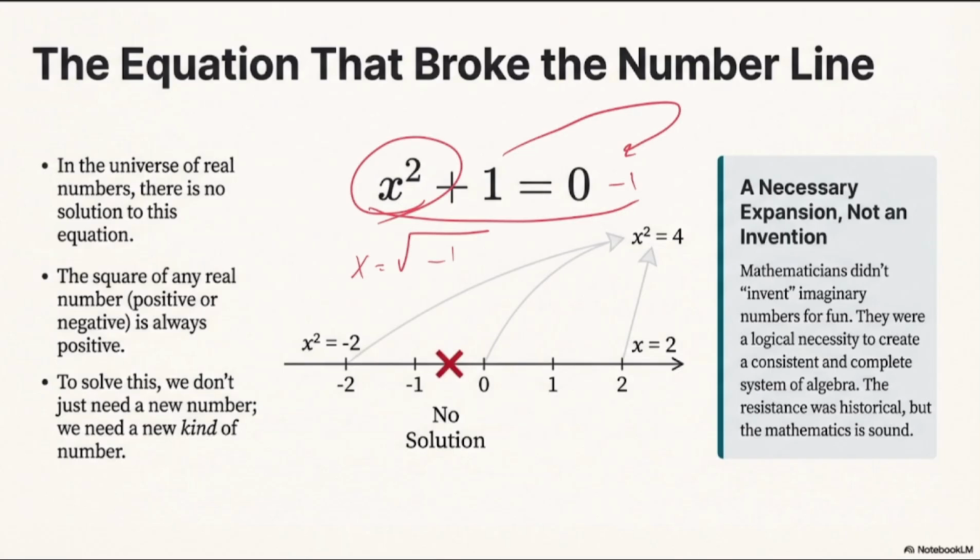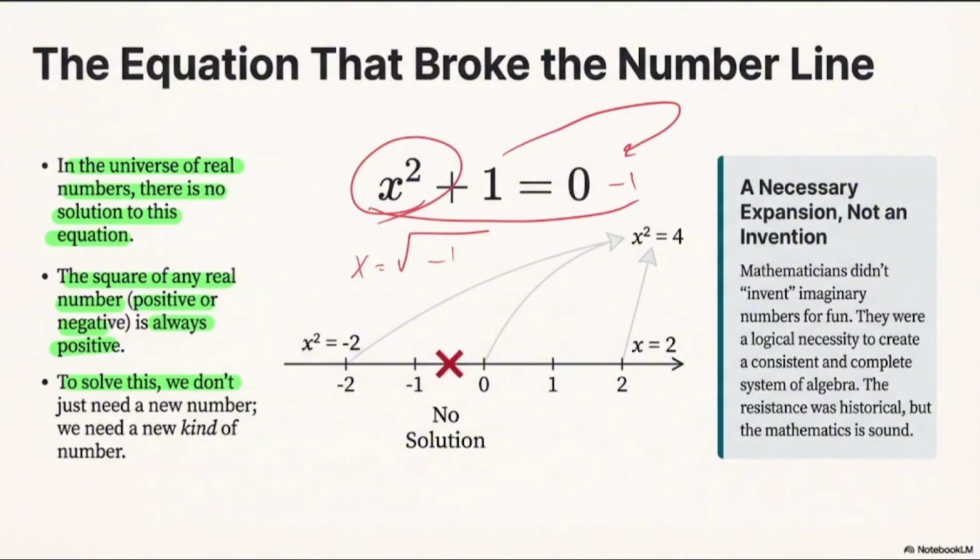And I'm here to say that no, actually it's not undefined. It doesn't exist in the normal world, but it's not undefined. You are going to use that to define a new term of numbers. It means that in the universe of real numbers that we all know, there is no solution for this equation. The square of any real number is always positive, whether it is negative 1 to the power 2 or 1 to the power 2. They are going to be positive.